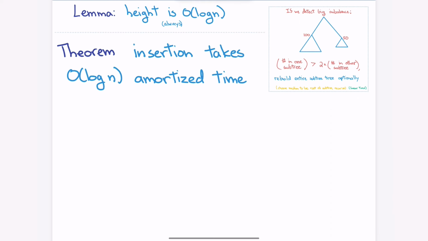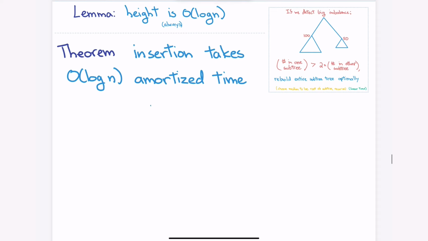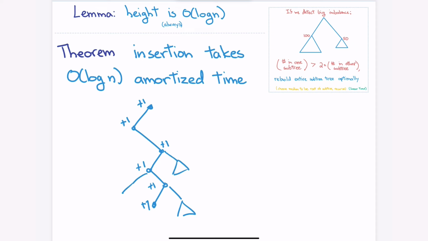Now let's try to argue that insertion takes log n time. Let me make the algorithm clear. You're going to take your key and you're going to search for the right place to insert it, and maybe it's like here. So all these counts go up by 1. And then you're going to go up the tree and compare your size to all the adjacent sides and see if you've tipped the scales enough to rebuild. So you rebuild from bottom up.